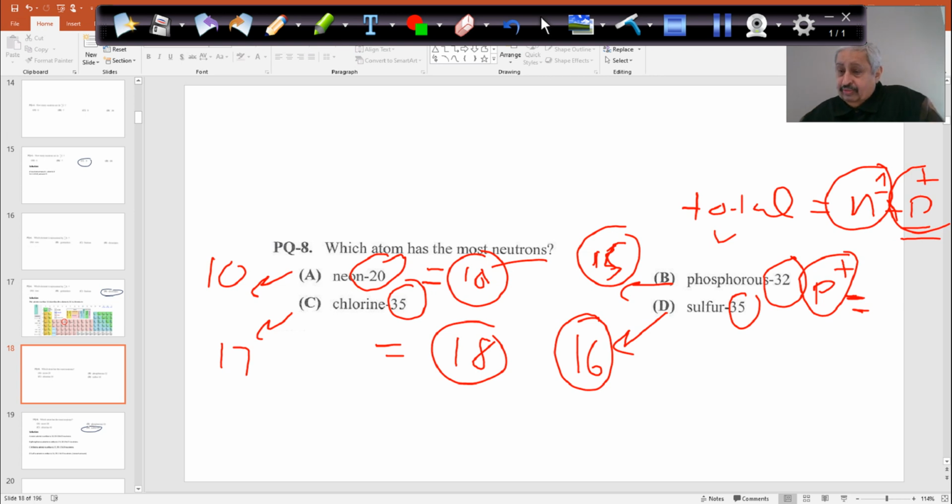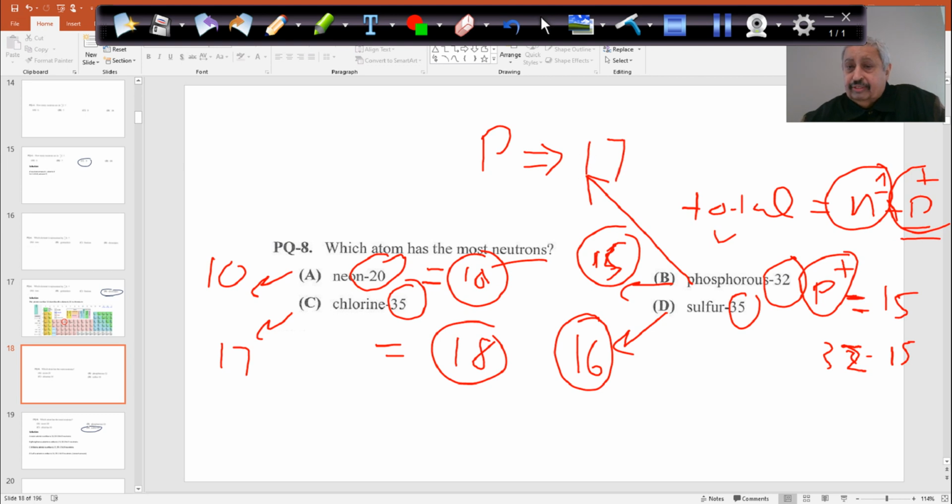Phosphorus, we said this is 15, correct? 15, and then you have 32. 32 minus 15. How much is this one here? Phosphorus. How much does it have? 32. This is 17, correct? And how about sulfur? 35 minus 16. This is 19.